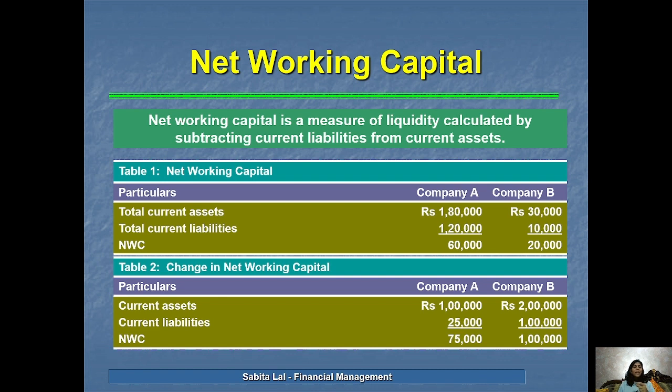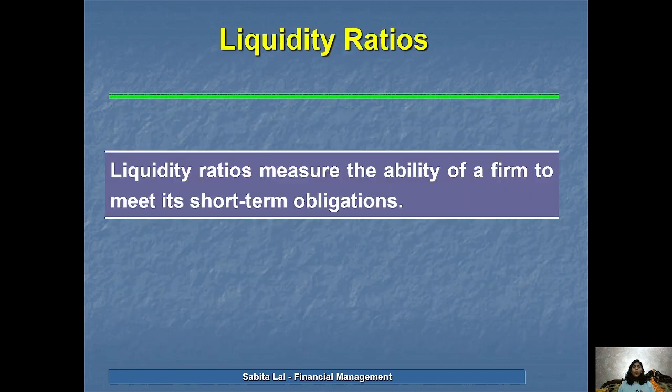So what is my total current asset? Then total current liability. So we are able to subtract current liability from current asset and we will get the net working capital. So if I want the change in net working capital, again I will take company A and company B data and I am able to calculate the working capital. First ratio now, liquidity ratios.